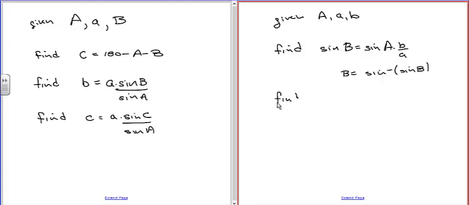Then once you've got angle B, you could find angle C, 180 minus A minus B. And then finally, the only other thing I don't know here is side C. And for that, you'd have to use the law of sines, which I've already written down over here in the previous scenario. So you have A times the sine of C over the sine of A. Okay.